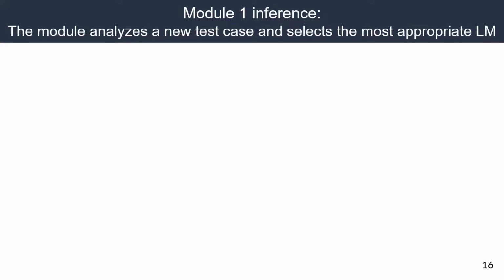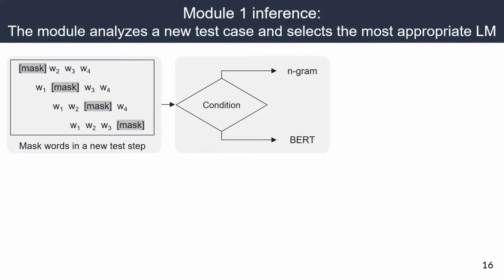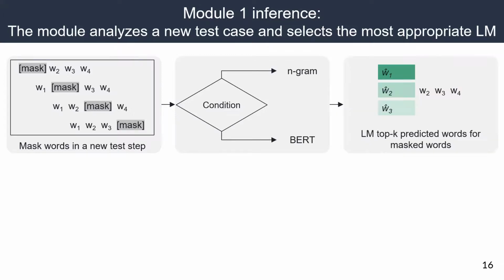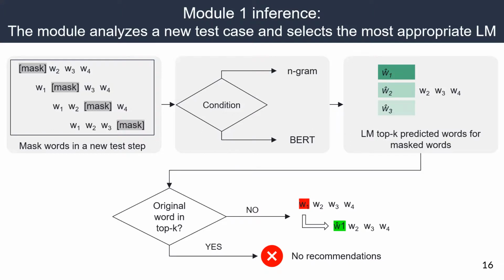And to use this module in practice, whenever we have a new test case, we go through each step at a time, and for each step, we mask one word at a time. Then we look at a few conditions, just as I mentioned, based on the characteristics of the sentence, and we decide if we're going to use the n-gram or the BERT model. Once we decide this, we get the top K predictions for the masked word. If the original word that we masked is in the top K predictions, it means that the best word is already being used, so we don't make any recommendation. Otherwise, we provide the recommendations obtained with the model.